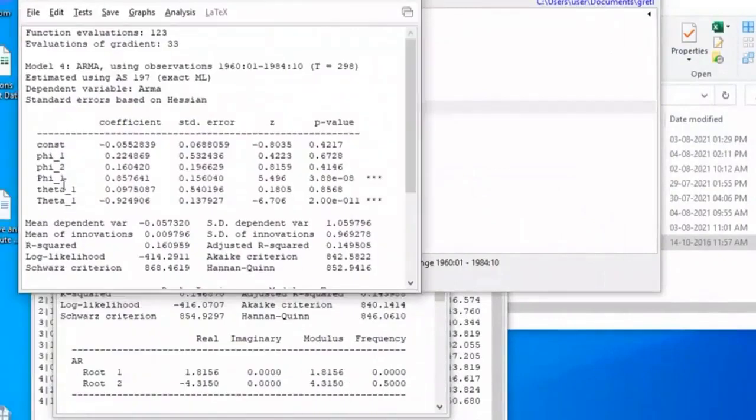Now see this small phi 1, phi 2 refers to the non-seasonal AR2. This capital phi 1 is the seasonal AR. This small theta is the non-seasonal MA. This capital theta is the seasonal MA. Yes, sir. Got it?